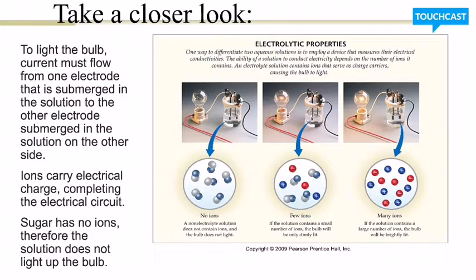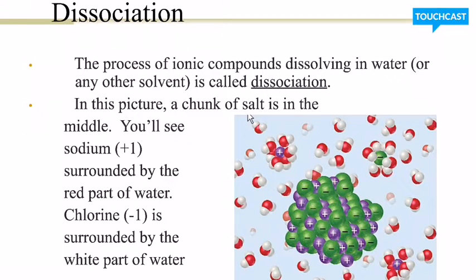So when water actively tears apart an ionic compound or a polar compound, we call that process dissociation. Dissociation is when the water literally rips apart the ionic compound. In this picture, you'll notice that I'm using sodium chloride. Sodium is the positive ion and chlorine is the negative ion.